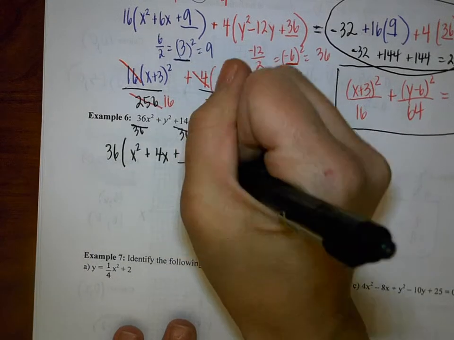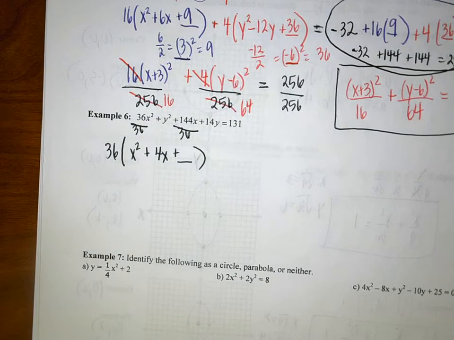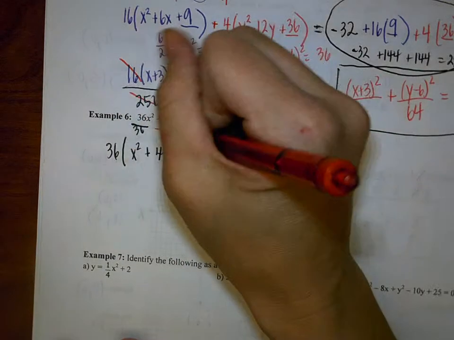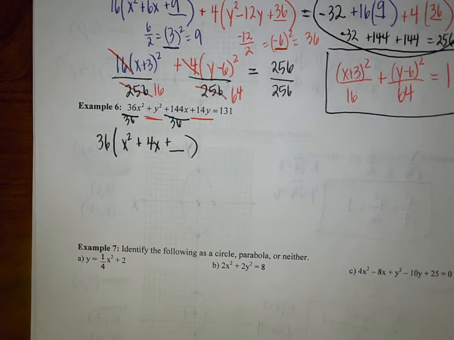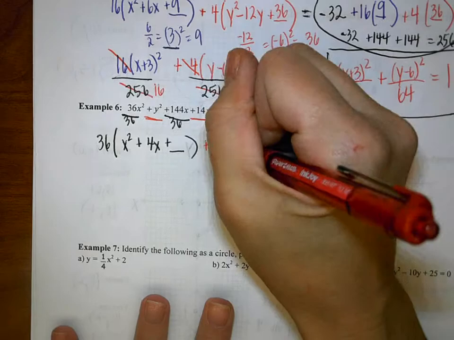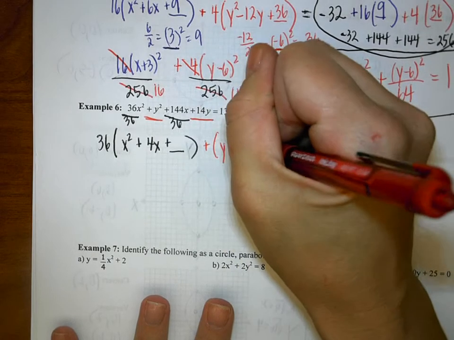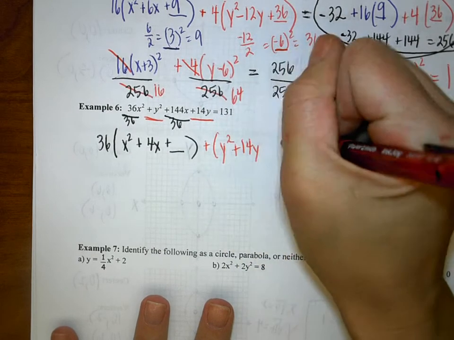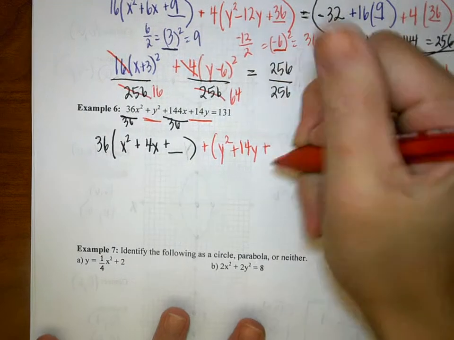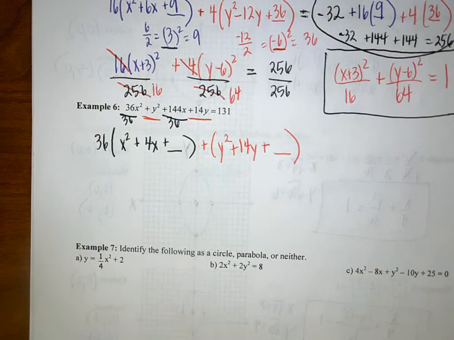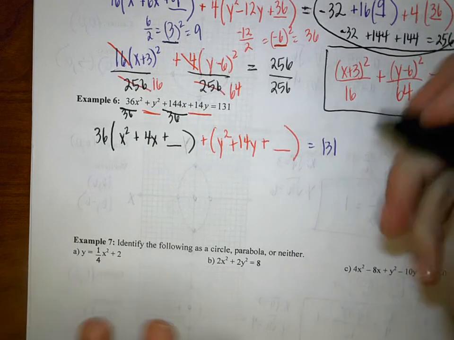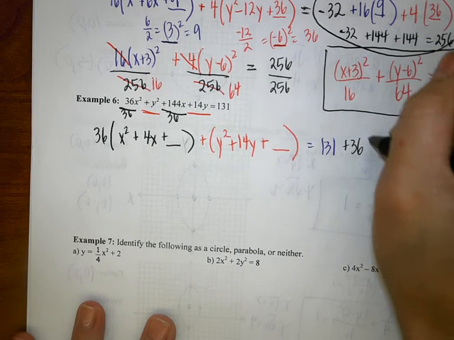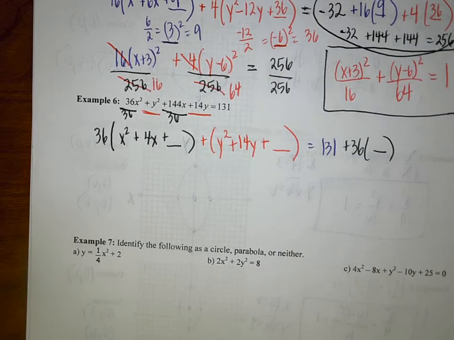Now what am I going to do with my y squared? Nothing. I still have a plain y squared. I just don't have to take a number out in front with the y squareds. So we're just going to go plus y squared plus 14y plus blank. Equals 131. Good. Equals 131, plus 36 times my blank, plus blank, plus blank.